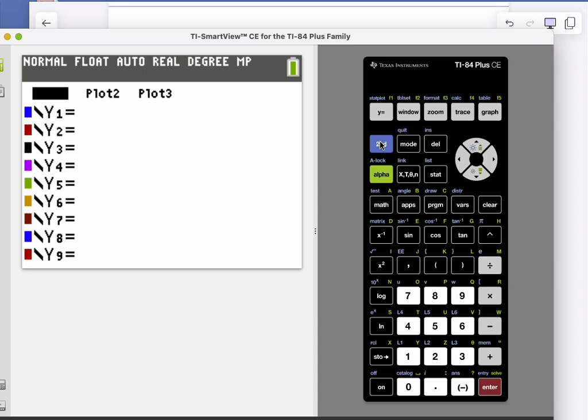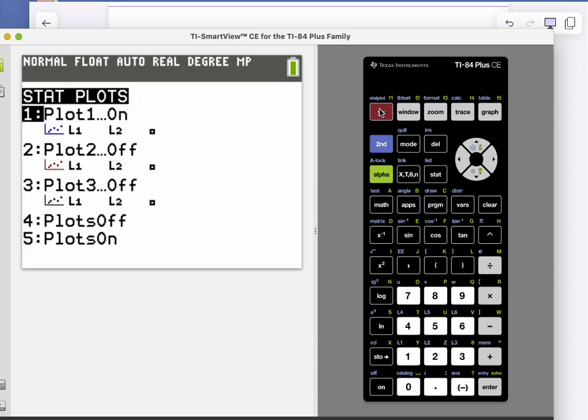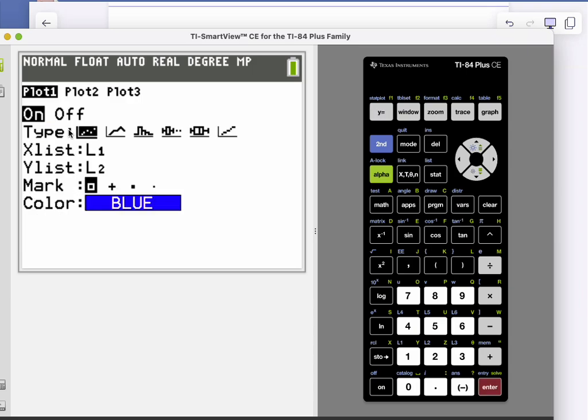Now you only have to do this once to check it, but if you go second stat plot, it'll show you that plot 1 is on, and if you go into this menu, it'll show you the type. You want to make sure it's this type. L1, L2 are the ones you want. The mark doesn't make any difference. The color doesn't make any difference. Okay, that was under second y equals, which is stat plot. Again, you don't have to do this because this is the default. Unless you mess with this, it's going to be like that.